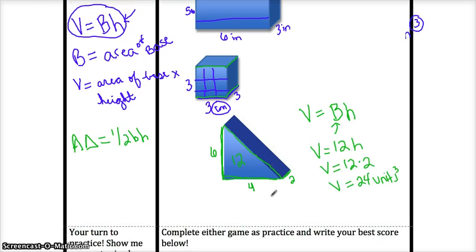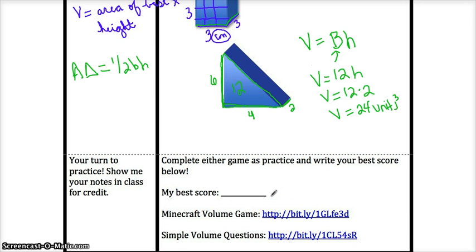Now, once you have this basic understanding, I put 2 activities here for you to choose from. You don't have to do both. You can if you want to. There's a Minecraft volume game, this first link right here, or there's just a simple volume question. The Minecraft game has the cubes in it that you would use just like on Minecraft. And the simple volume questions are more so if you need a little bit more practice with this, you can just work on this link and not worry about the game so much. So let me pull those up so you can see what they look like.